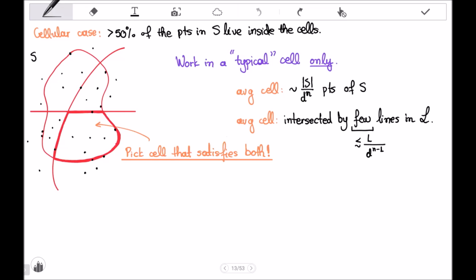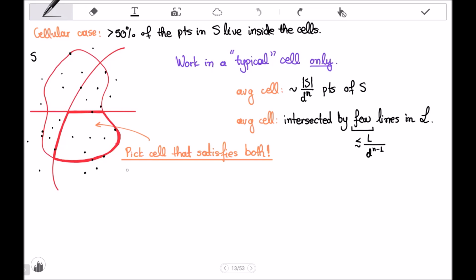And you do everything you want just through that one cell. This intuitively means that every cell is not very different from every other cell. So we cannot really distinguish between the cells as some being important and some being less important. In the cellular case, where they contain most of the points, in principle, they are indistinguishable, and just working in one should give you what you want.